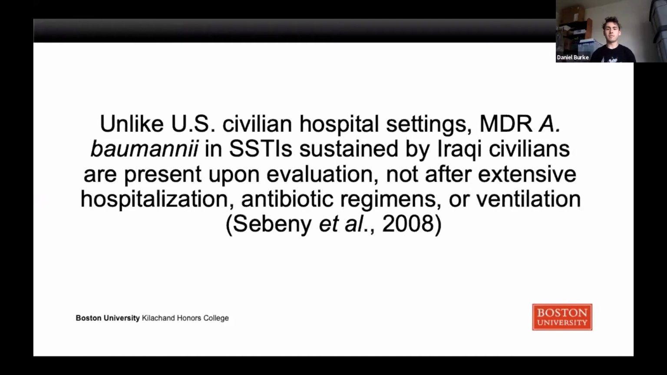What's interesting about this multi-drug resistant baumannii phenomenon in Iraq is that civilians have multi-drug resistant baumannii upon evaluation, so not after extensive hospitalization or antibiotic regimens that we normally would attribute multi-drug resistance to. So what exactly is happening?